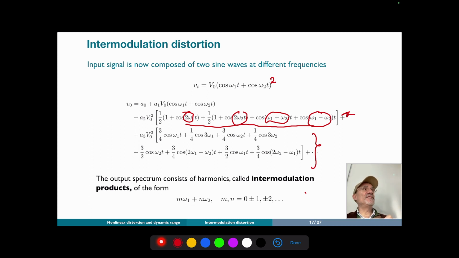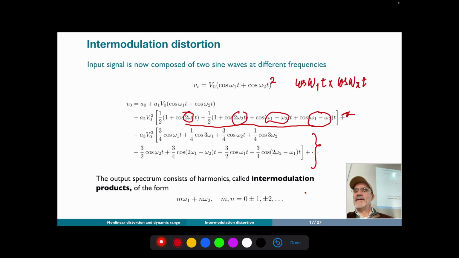In Português is batimento. São componentes resultantes do batimento entre as duas frequências. Because it depends on the terms cosine of omega 1 t times cosine of omega 2 t. And the product of two cosines corresponds to the beating, which gives the sum and the difference frequencies.